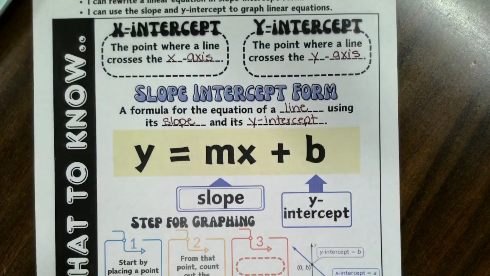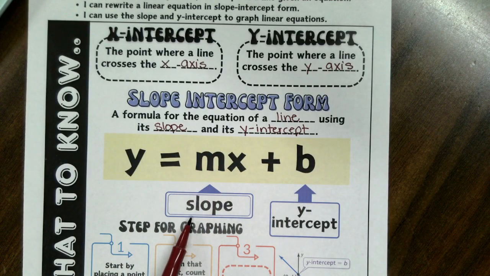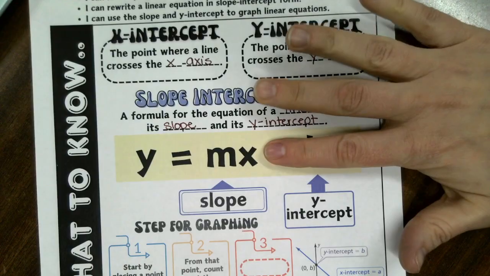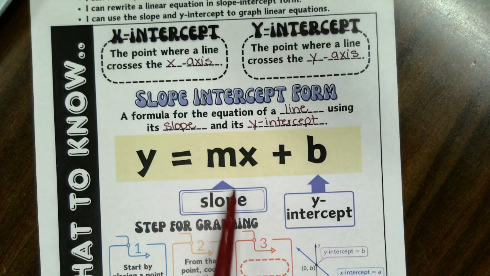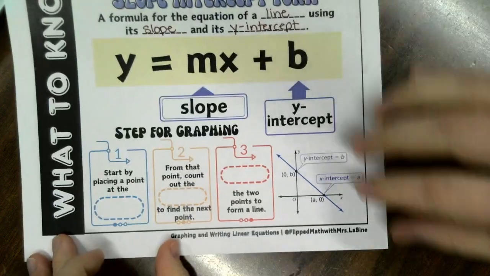So as you see here, this is the formula, y equals mx plus b. So our m is our slope, which we learned in the last section of this unit. When we just learned what y equals mx, we learned that our m was our slope, and our b is our y-intercept. So here are the steps for being able to graph.